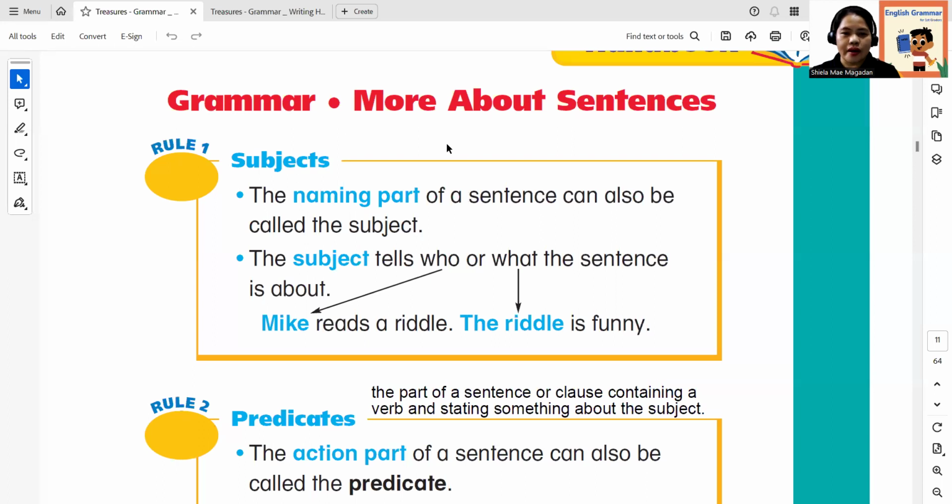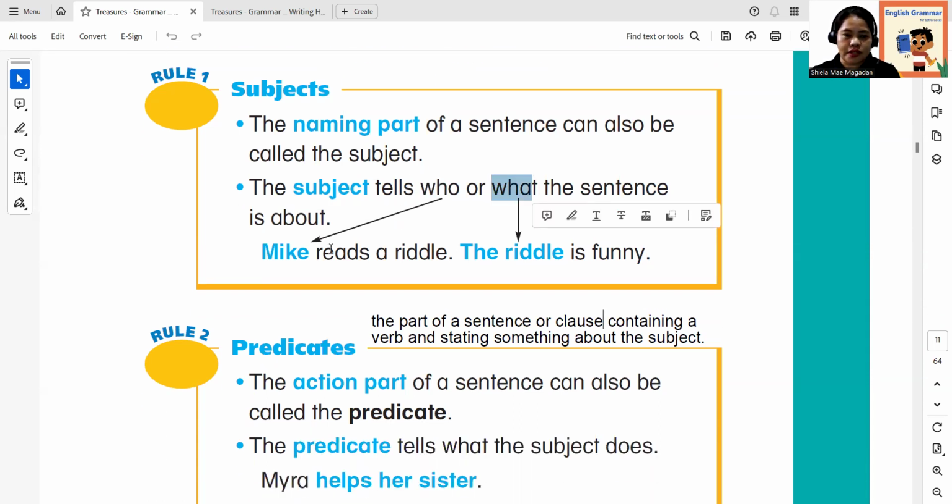We are in grammar, more about sentences. We have subjects and predicates. The naming part of a sentence can also be called the subject. If you notice, the subject is always at the beginning of the sentence. The subject tells who or what the sentence is about. So, that is a subject.